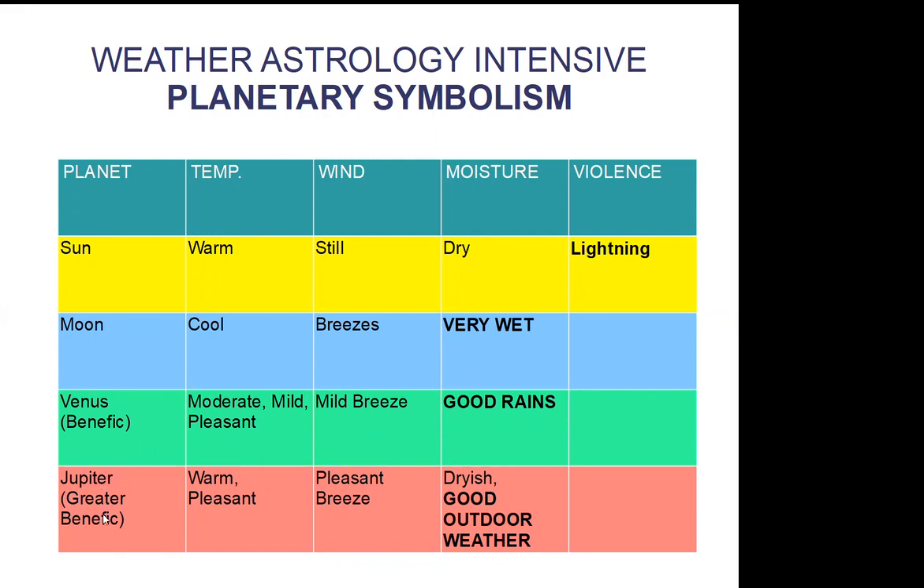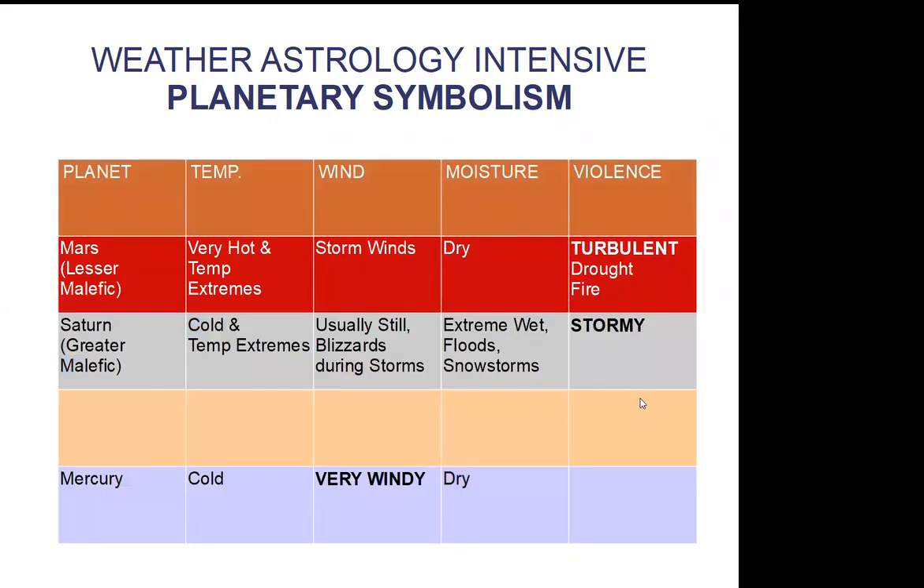Then Jupiter is our greater benefic. It brings warm, pleasant temperatures and pleasant breezes. It's generally dryish, and it's considered good outdoor weather with provisos. I'm just going to touch on them, but basically if Jupiter's in Pisces, then you won't get dryish weather. Then you're likely to get rainy weather. We will be doing a whole lesson on Jupiter. So for now, these are the very broad brush strokes, just to get us starting somewhere.